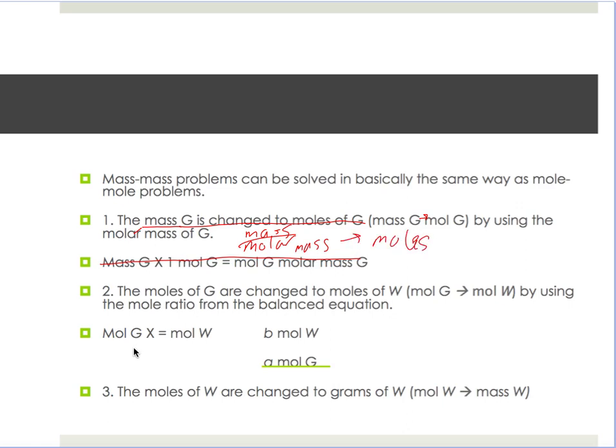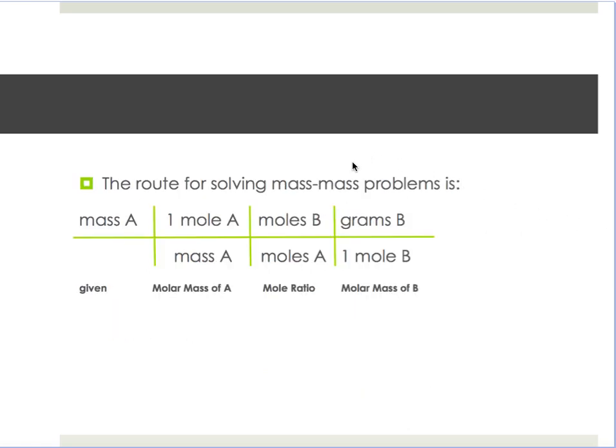Okay, and then you're going to take your moles of your given, which you just calculated, to change to the moles of the thing you want, which is the W, by using your mole ratio. So moles of G to moles of W using your mole ratio, and then moles of W to grams using your molar mass again. So let's see this in action, shall we? We go from the mass of A to moles of A using your molar mass. We go from moles of A to moles of B using your mole ratio. We go from moles of B to grams of B using your molar mass of B.